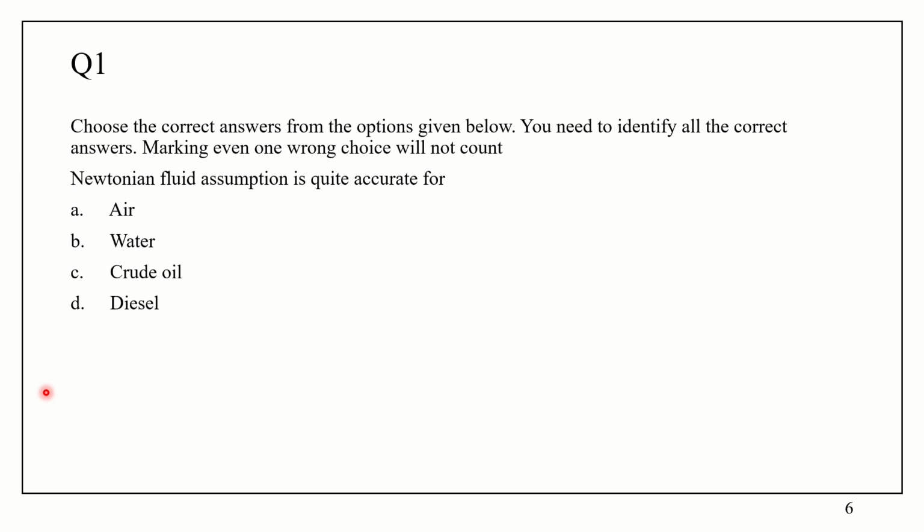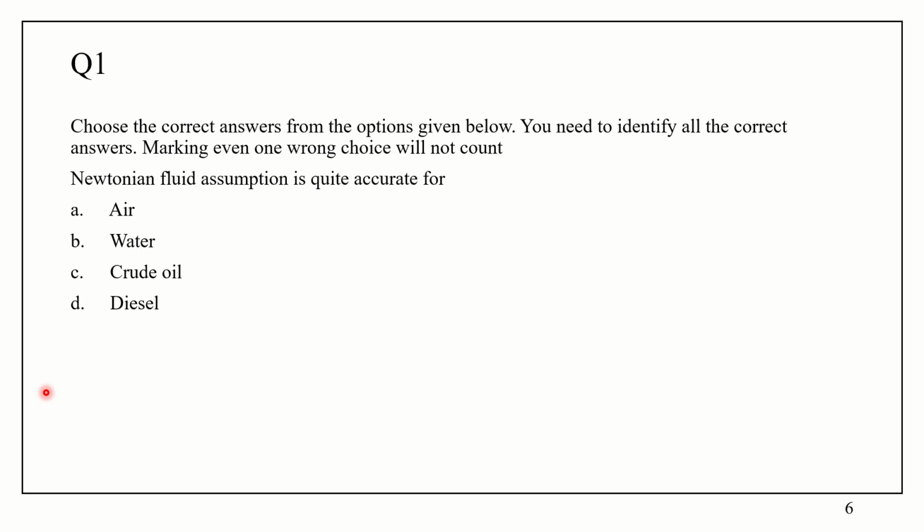One might think that crude oil and diesel, everything is from the refinery, so everything is the same, and it is not. So chances of crude oil and diesel being assumed non-Newtonian are high, so we need to be very careful. First let us see what Newtonian fluid means. A Newtonian fluid is a fluid whose viscosity remains constant with respect to the applied shear. If the viscosity changes with respect to the applied shear, the fluid is known as a non-Newtonian fluid.